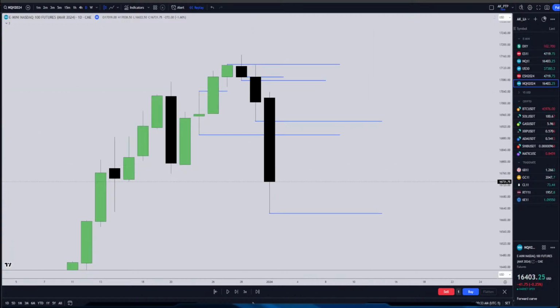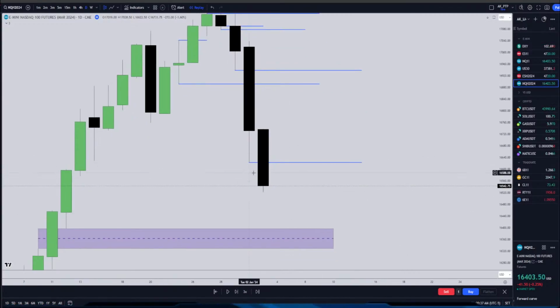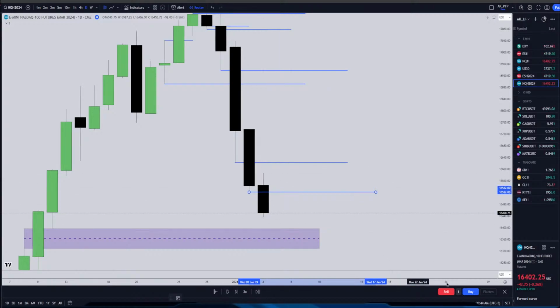There will be a few other things that I cannot tell you here. I have already explained it. It took the liquidity, closed below. Again I'm looking for sell short only below this low. So let's see, it took the liquidity, closed below that.